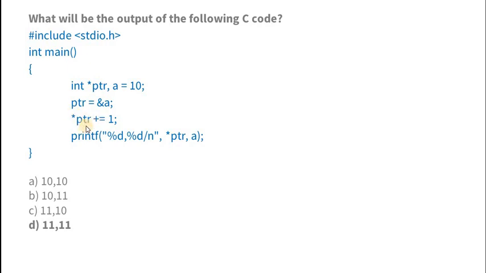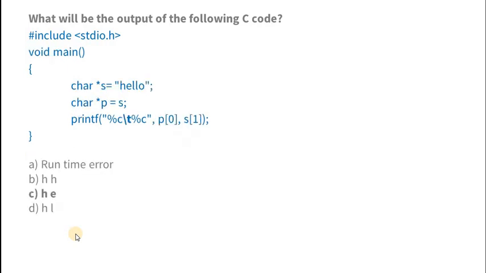So star ptr means the value of the particular variable which is pointed to by this pointer. What is the value? ptr points to a, and the value of a is 10. So 10 plus 1 becomes 11. And in the printf statement there is just printing of the value of the pointer variable and that particular variable. Both are referring to the same memory location, that is 10, which is incremented by 1. So ultimately 11 comma 11 is the answer.